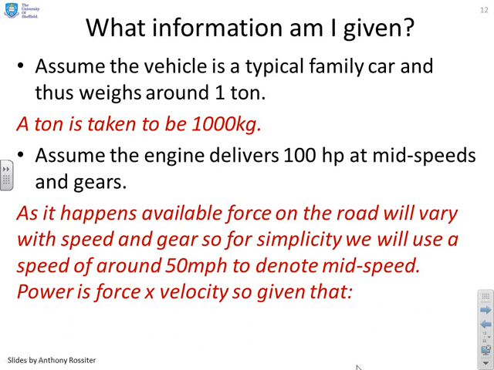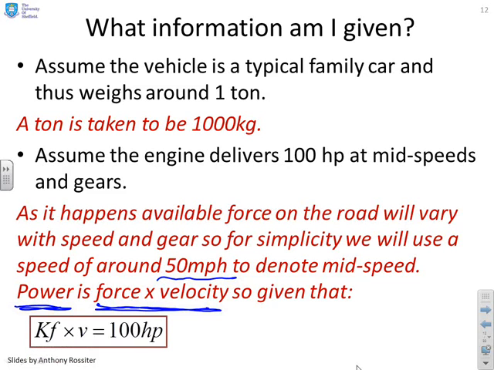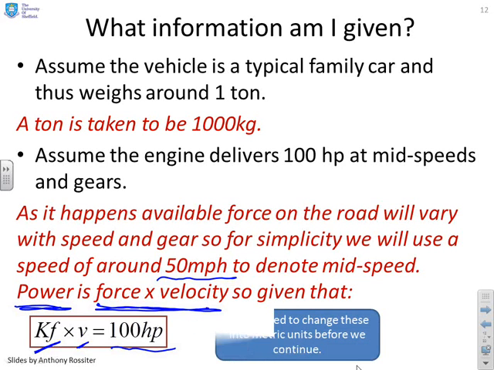Okay, so a mid-speed would be something like 50 miles an hour. We also know that power is given by force times velocity. So if we do that, we can say Kf, that's the force delivered by the car, times the velocity equals 100 horsepower. Okay? However, I'm going to need to change all this into metric units to make sure I don't make silly errors before I continue.